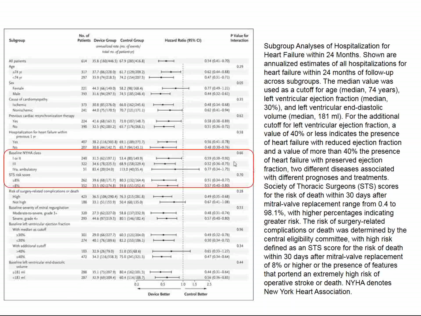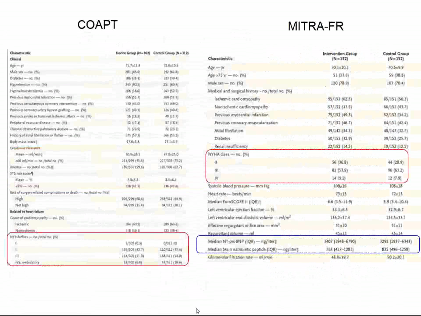What's responsible for this? If we look at this forest plot from the COAPT study, we see that the advantages were already accrued in patients with fairly mild heart failure. New York Heart Association classification 1 to 2, 3 to 4. Advantages were seen in all these patients, and in basically all the subgroups, irrespective of age and gender and cause for mitral insufficiency, etc., all these things were better in the device group compared to the control group.